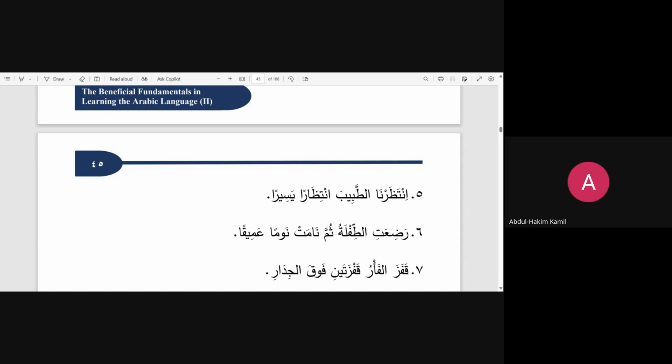قفز الفأر قفزتين فوق الجدار. One more time. قفز الفأر قفزتين فوق الجدار. Good. The rat took 2 jumps over the wall, or the mouse. Let's make him a mouse. What does that convey?